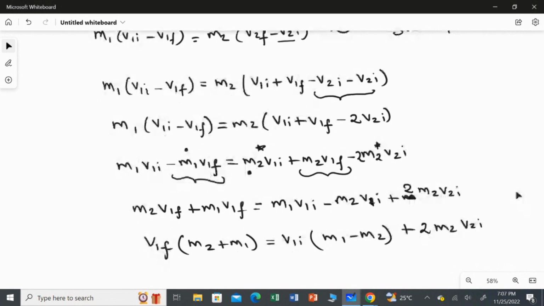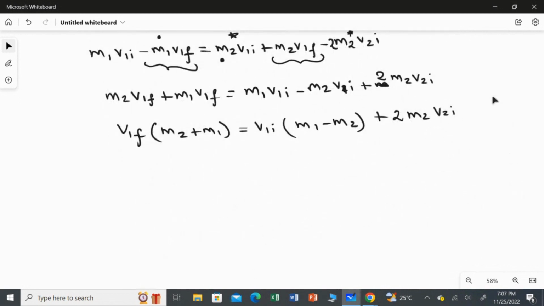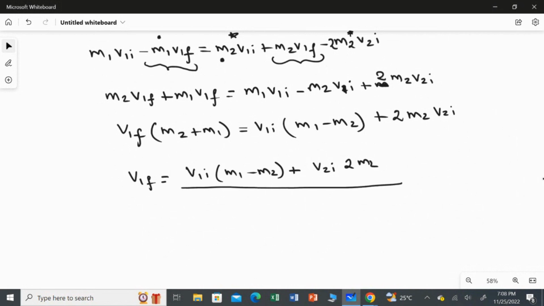Okay. Now I'm going to rearrange this equation one more time in the form of V1 final. So therefore V1 final is equal to V1 initial times M1 minus M2 plus, I can just remodify in a different way, because I'm going to write V2 initial first and then 2 times M2 like this. By that your equation will not change here, right? And divided by, because when you move this term to the right hand side denominator, what will happen? This term is common for both terms, which is M2 plus M1.